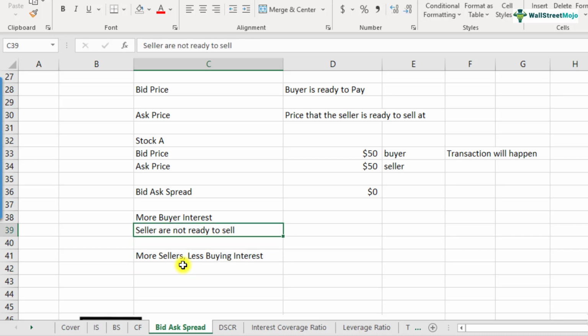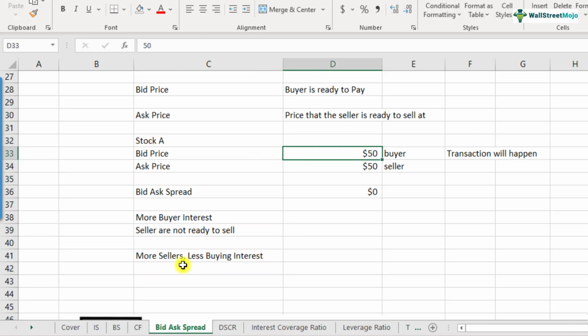So what will happen in this case will be totally opposite of what you just saw. So let's say the buyers are ready to buy at 20 and the ask price was 50. Now if more sellers come, they want to sell, dump their stock. They feel there was some negative news in the market and they want to sell the stock immediately.